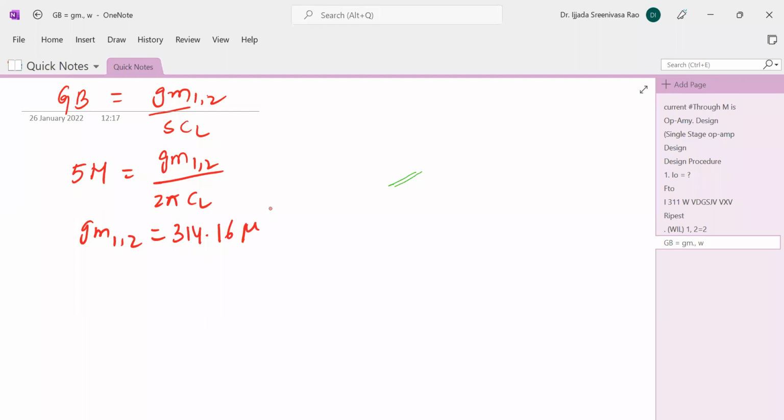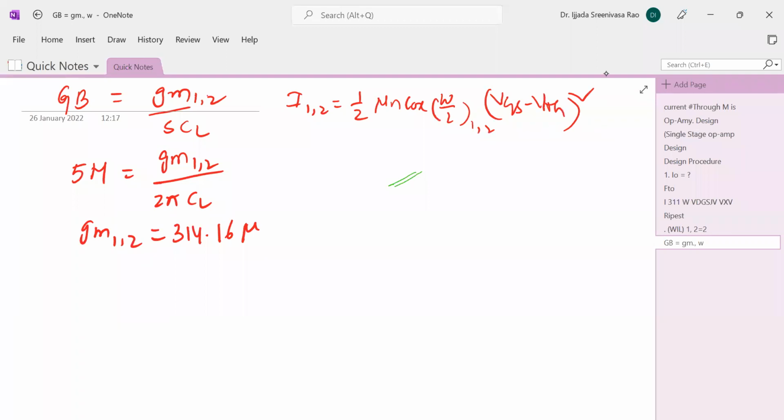Okay, understand? Now, what is the formula for the current equation? So I1,2, the saturation current equation. What is that one? 1 by 2, both are NMOS transistors. That's why μn COX W by L of 1,2 into (VGS minus VTH) square. This is the formula.